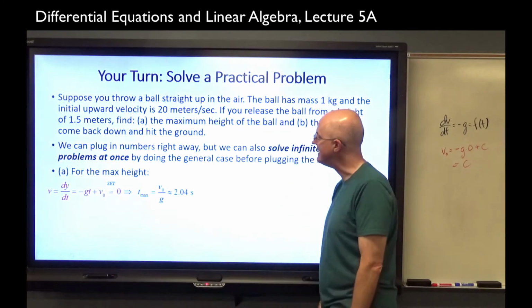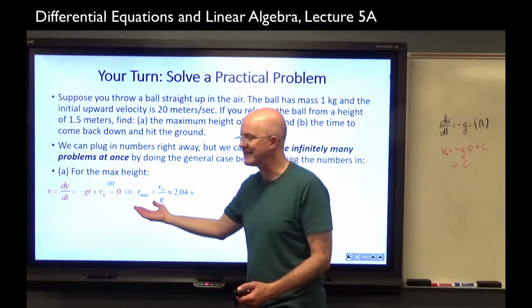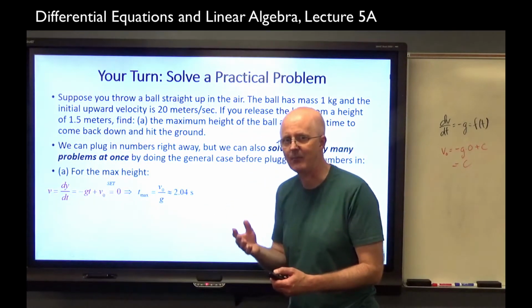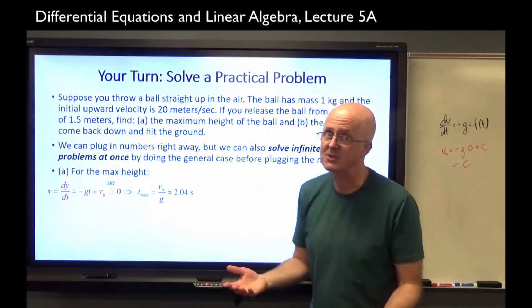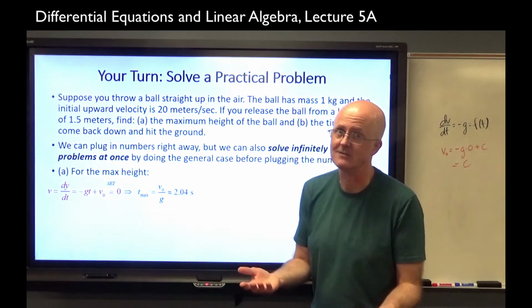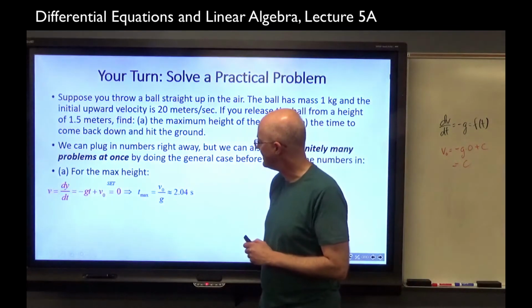And I get t sub max, I'm labeling it just to emphasize that it's the time where the maximum occurs. The subscript max is optional here. It's really just a label. Don't let it bother you. Is v0 over g, right?